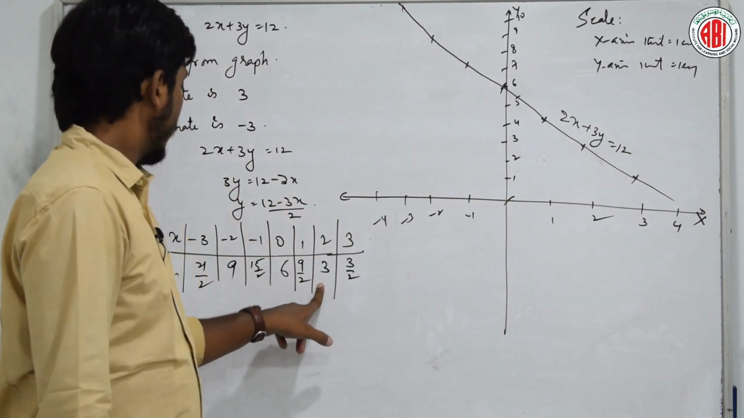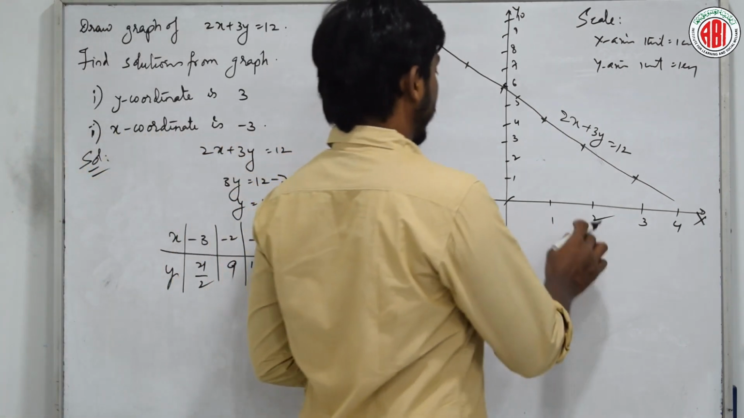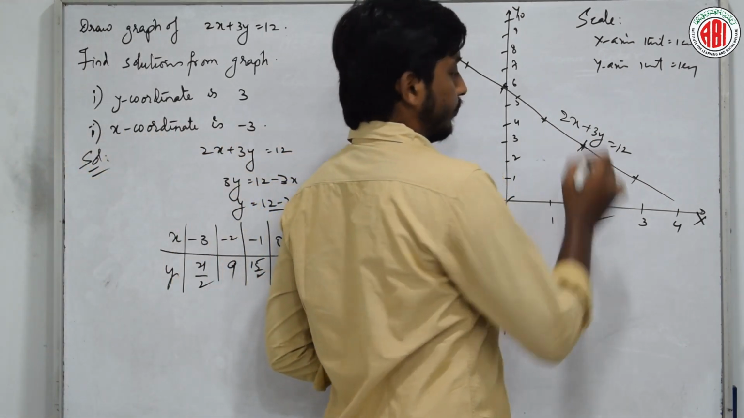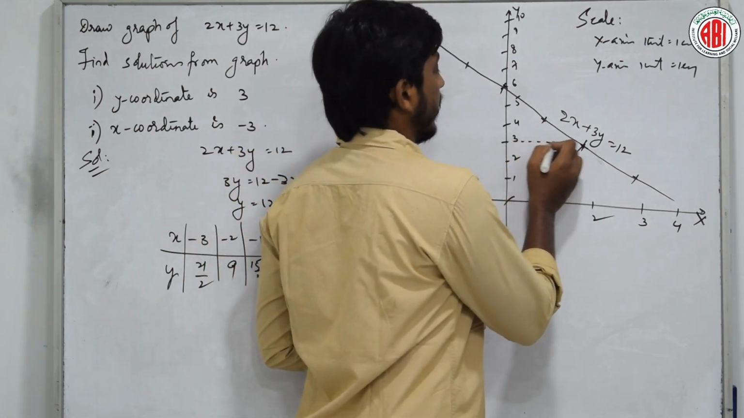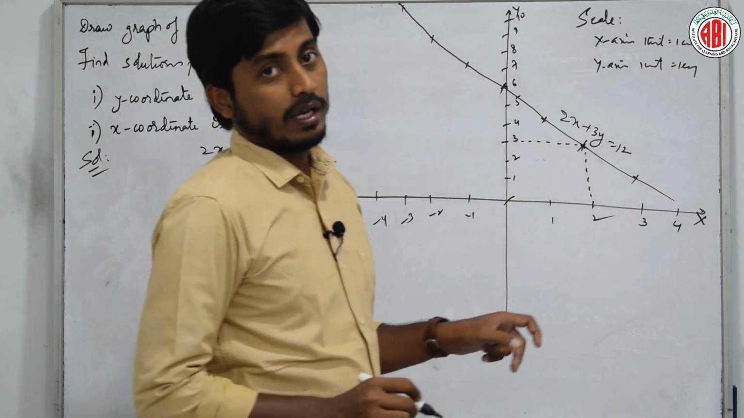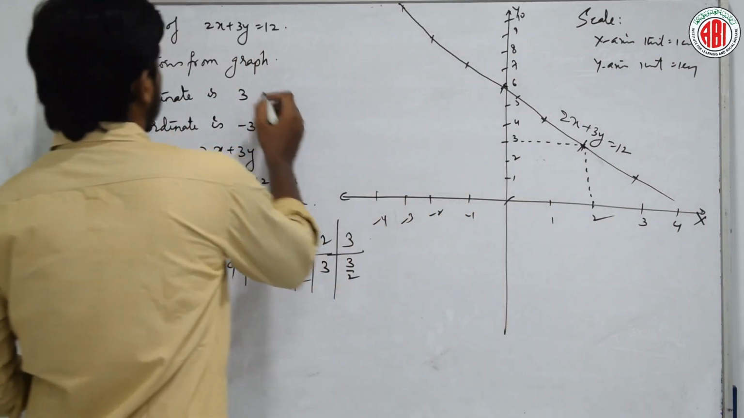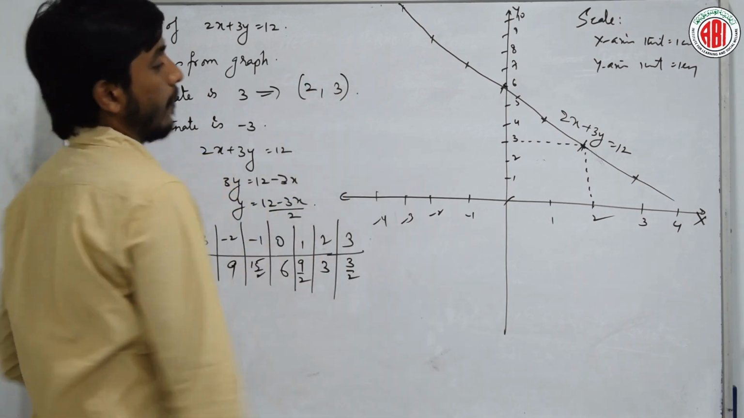Okay, we didn't put this point, right? 2 comma 3, yes, we put it right here. If y is 3, then x is 2. Therefore, for this question the solution is 2 comma 3.